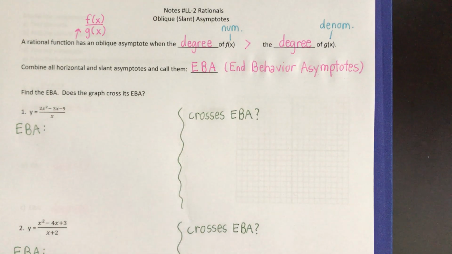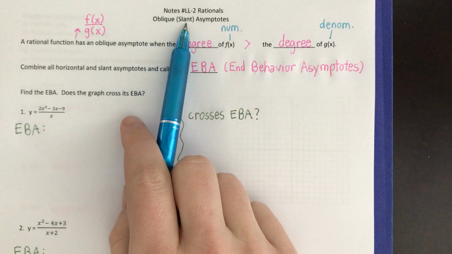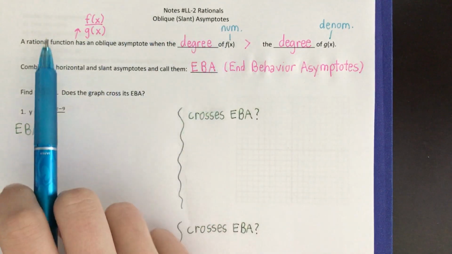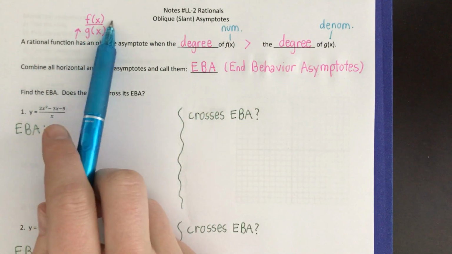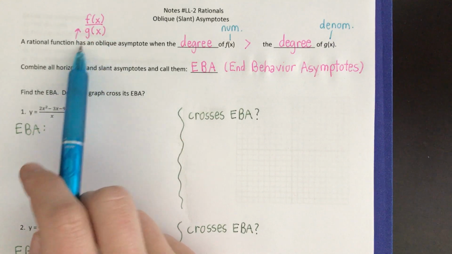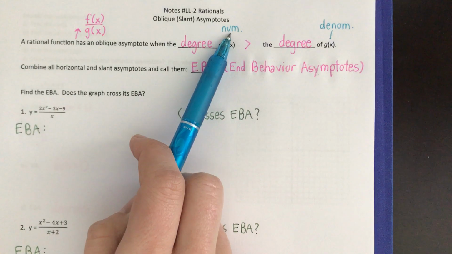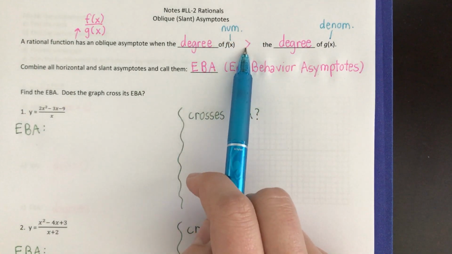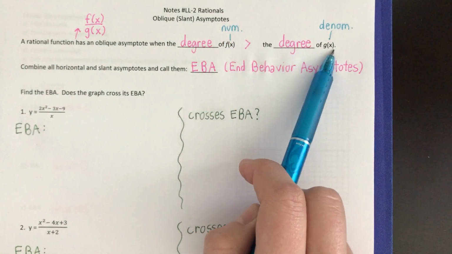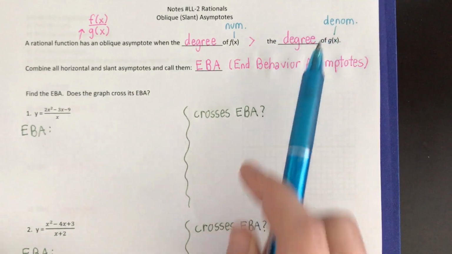We're looking at notes LL-2 rationals, and we're looking at oblique or slant asymptotes. So a rational function in the form f of x over g of x has an oblique asymptote when the degree of f of x, or in other words the numerator, is greater than the degree of g of x, or in other words the denominator.